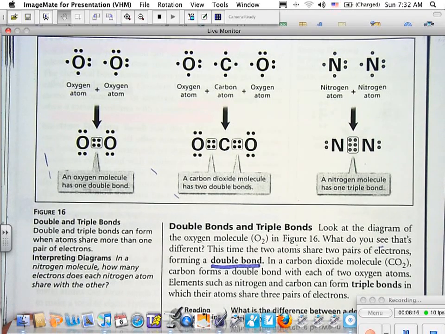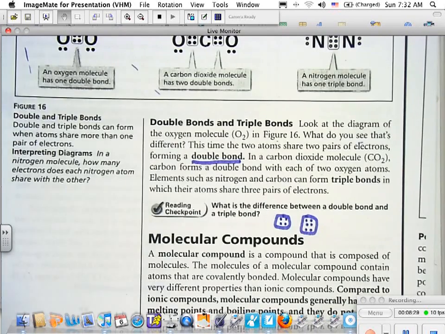Checkpoint. What is the difference between a double bond and a triple bond? And I hope you say that a double bond is sharing 2 pairs of electrons and a triple bond is sharing 3 pairs of electrons. Yeah. Okay.